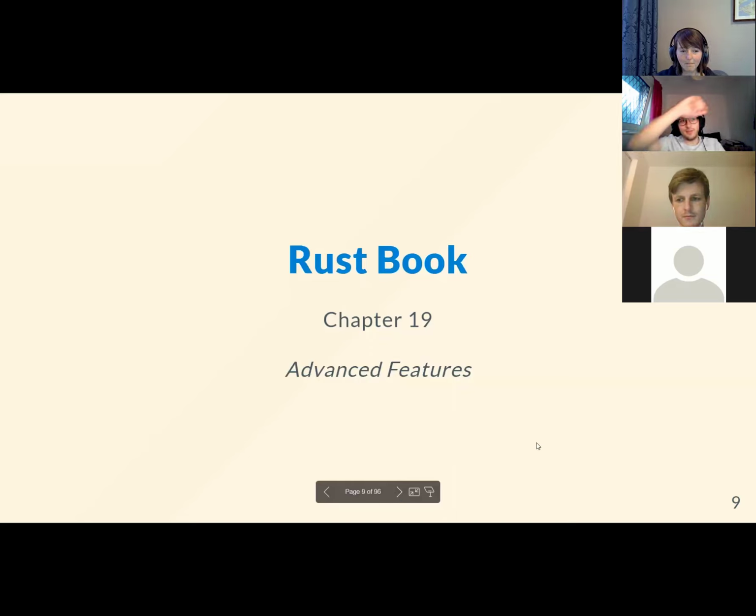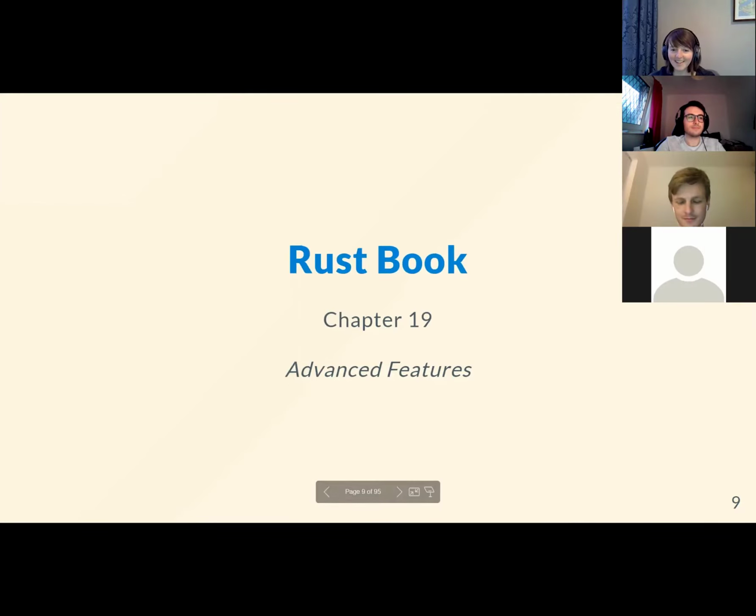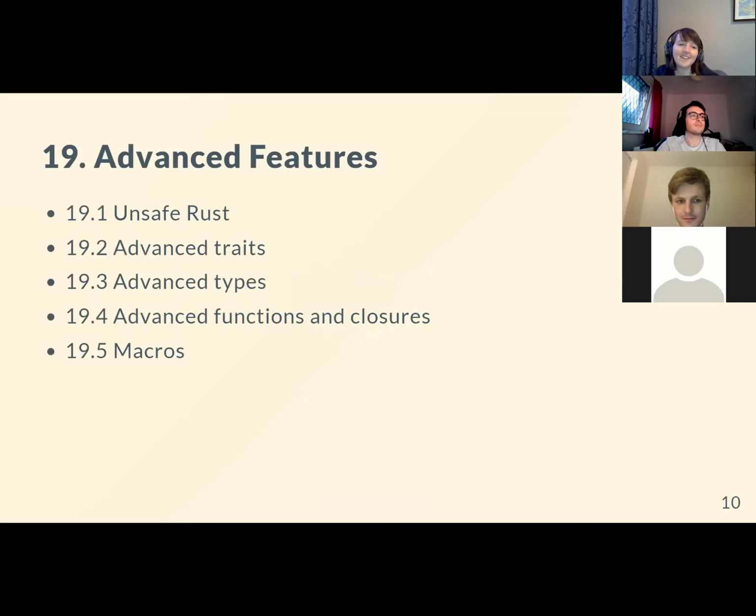Ciara is going to start us off with chapter 19. So yeah, take it away, Ciara. Okay, so yeah, I'm going to be covering chapter 19. I hope some folks have had a chance to go through it, but if not, I'll do my best to fill you in. We're going to cover Unsafe Rust, Advanced Traits, Advanced Types, and Advanced Functions and Closures.